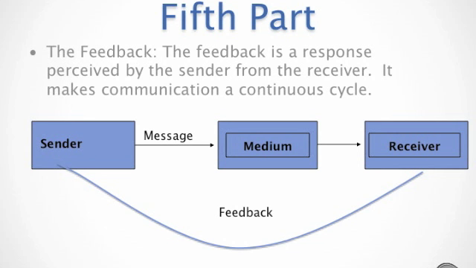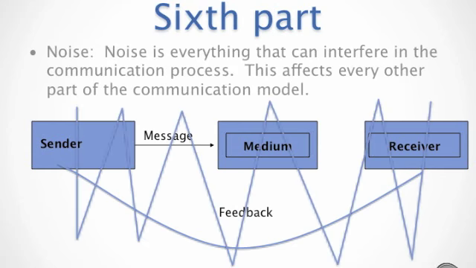To make sure that the receiver understands it, we have feedback. Feedback makes this a continuous cycle. It allows the message sender to understand whether or not the receiver really got the message. If they didn't get the message, then they can try again. So for example, a teacher will ask, "Did you get this?"